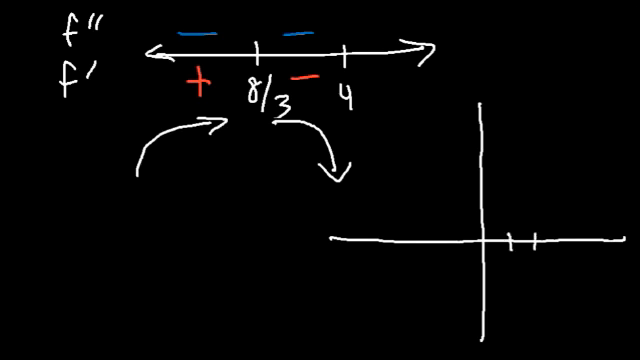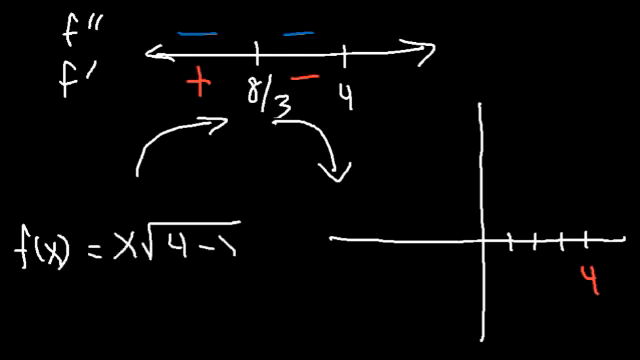So we know that the domain is restricted. X cannot be greater than 4. The function stops at 4. Now remember, the original function is x times the square root of 4 minus x. So the function includes 4. We can plug in 4 into the original function.